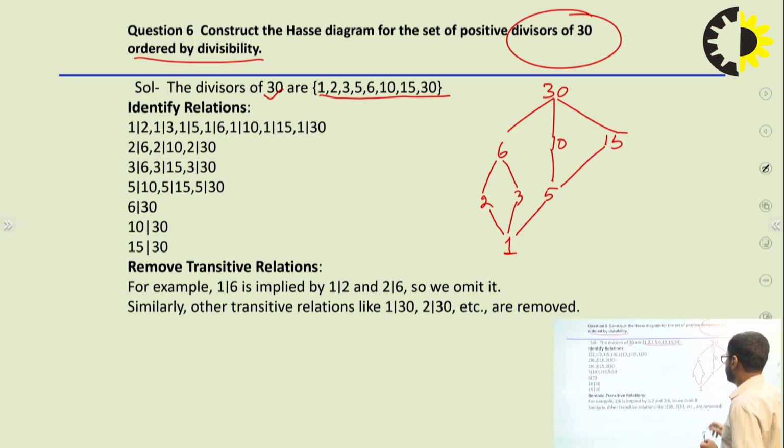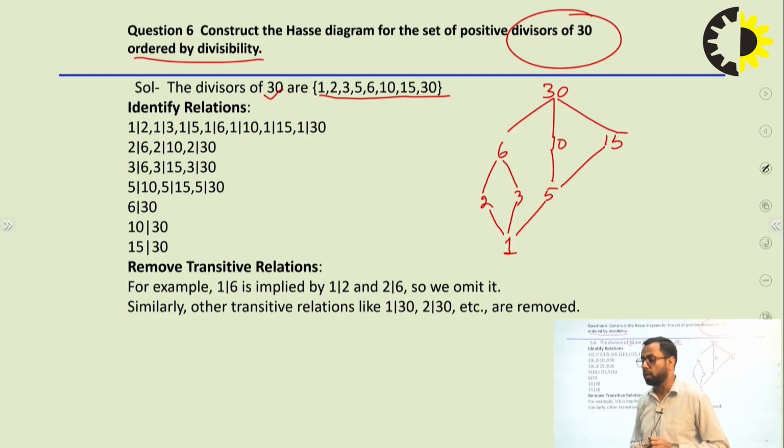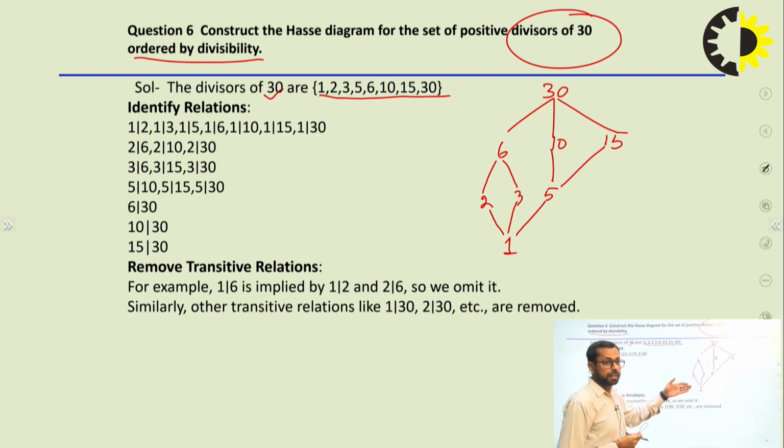Why do we prepare such a formation? Just look at this one. 1 is at the bottom, at the base value, then 2, 3, 5 will be at the next level, because they are multiples of 1, and these elements are not connected with each other in any way. So we put 2, 3, 5 at the same level.